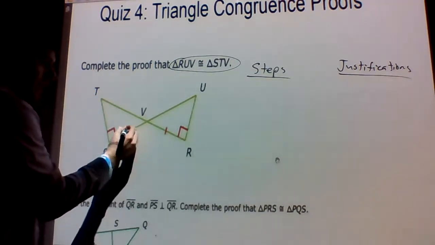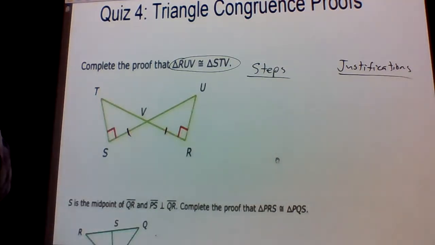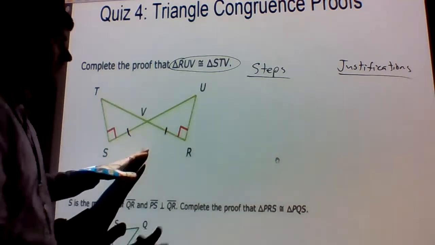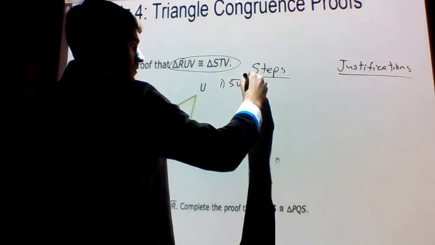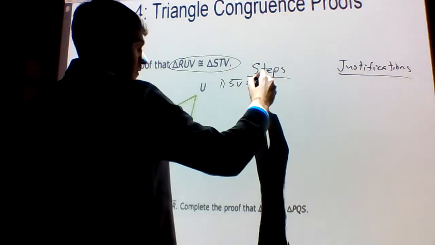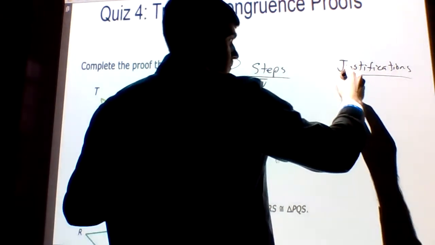We can see we have a hash mark here between S and V and between V and R. So that's telling us segment SV is congruent to segment RV. So, given.